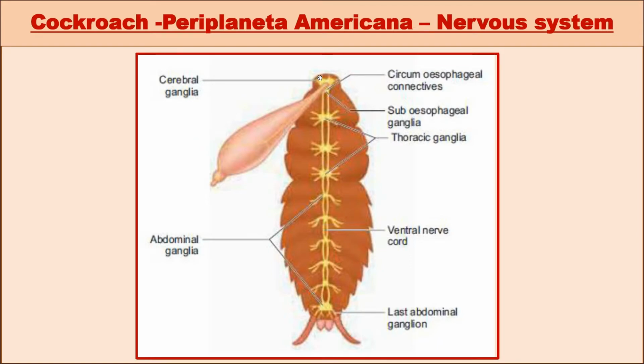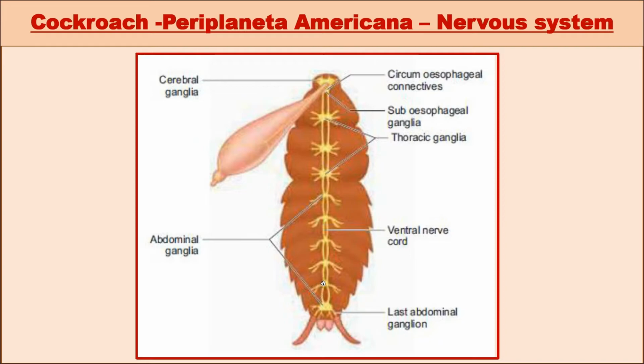The nervous system also consists of the double ventral nerve cord, and this double ventral nerve cord is solid. It is ganglionated and arises from the subesophageal ganglion, and it extends up to the 7th segment of the abdomen. The 3 thoracic ganglia are present in the 3 thoracic segments of the body, and 6 abdominal ganglia are present in the first 6 abdominal segments.